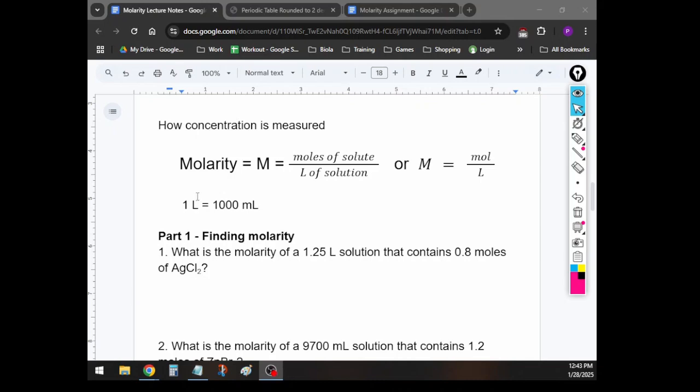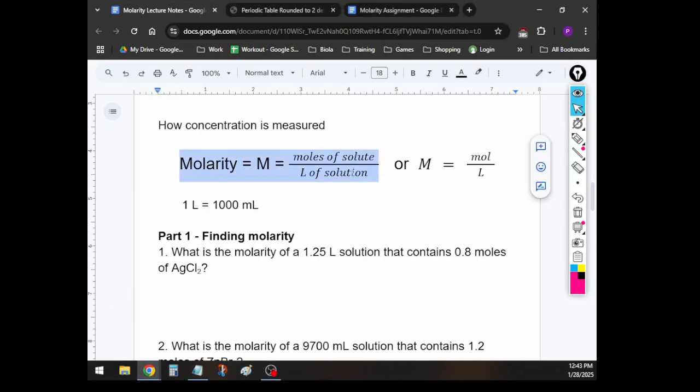Alright, so we're going to talk about something called molarity. I want you guys to write this part down, the part that I highlighted, because that is going to be our formula for today. Molarity. We represent molarity with the letter capital M. And molarity is the moles of solute, so this is pretty much how much stuff is dissolved in there, divided by the liters of solution. And this is your volume. So pretty much how much stuff is dissolved in a certain amount of water.